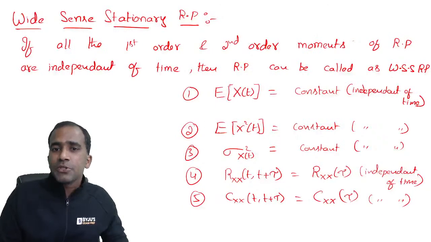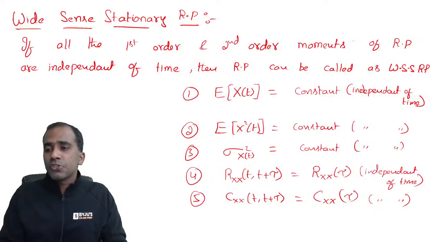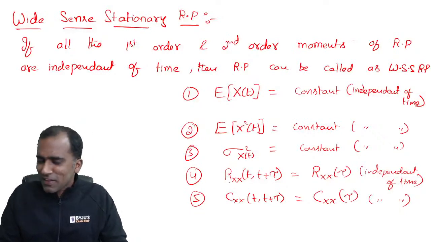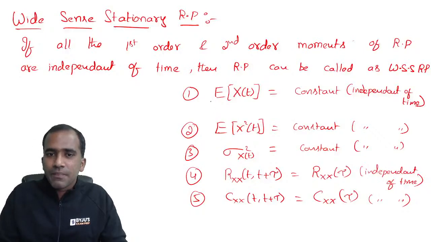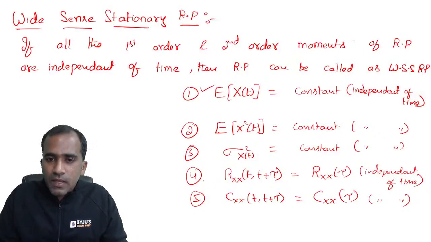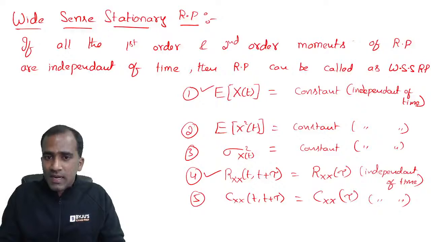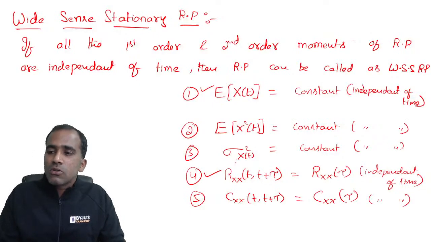But do we need to check for all these five things? If somebody asks me a question, is this random process WSS or not? If they ask me, should I find all these five? Not required. If you can find five, that's fine, but your time is unnecessarily getting wasted. Because if you find the first and the fourth, the mean value and the autocorrelation function, if they are independent of time, automatically other things also will be independent of time.